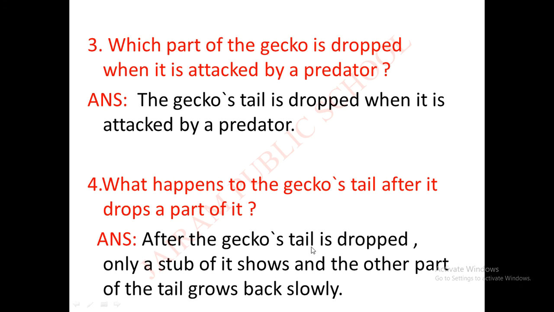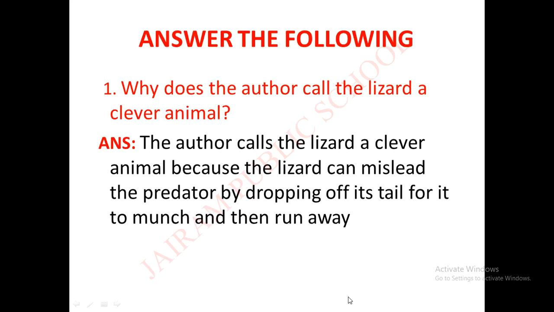Repeat all of you. After the gecko's tail is dropped, only a stub of it shows and the other part of the tail grows back slowly. So what is the spelling of the word dropped? D-R-O-P-P-E-D, dropped. Stub, S-T-U-B, stub. Other, O-T-H-E-R, other. Grows, G-R-O-W-S, grows. Slowly, S-L-O-W-L-Y, slowly. Next, go to the answer the following session.